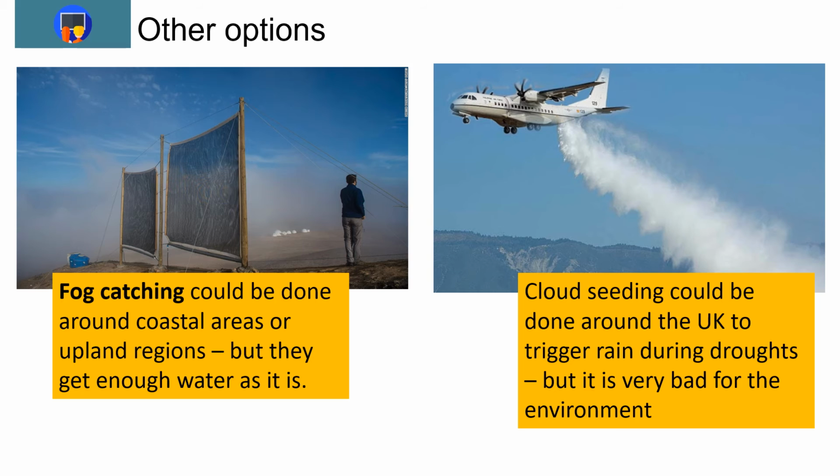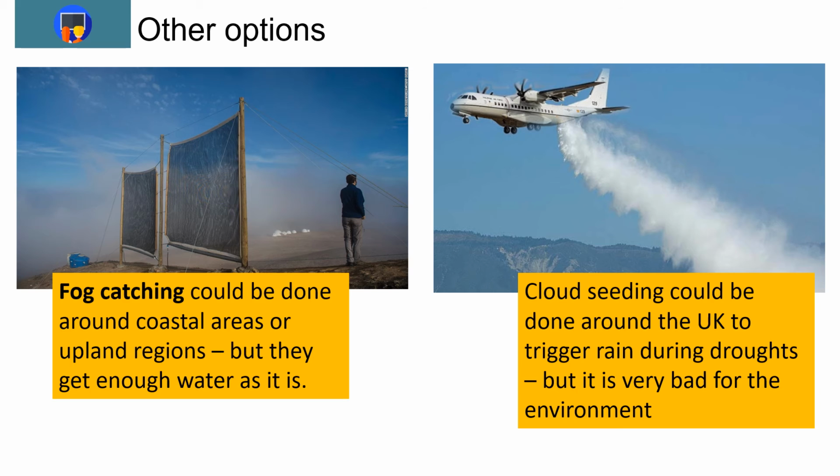We've got two other options on the board now. The one on the left is something called fog catching. Fog catching is common in areas such as South America, especially along the coast, where upland areas get lots and lots of fog, but they don't necessarily get loads of rainfall, especially in places such as the Atacama Desert.